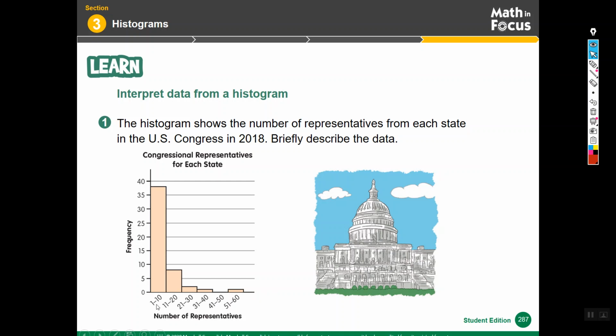We can see that 1 to 10 is the most common number of representatives sent from a state, and it looks like almost 40, maybe like 37 here. You can see that no states sent 41 to 50 representatives, okay? And it looks like maybe one here that sent 51 to 60, and one that sent 31 to 40, and then a couple here, and then a few here. So remember, each one of these frequency marks represents a state.